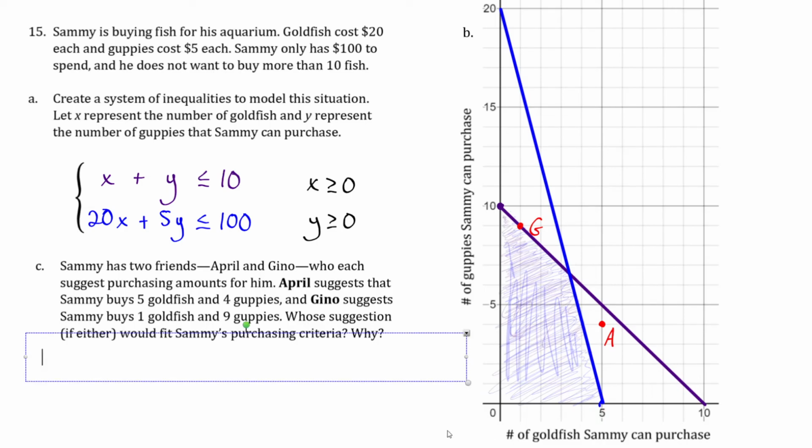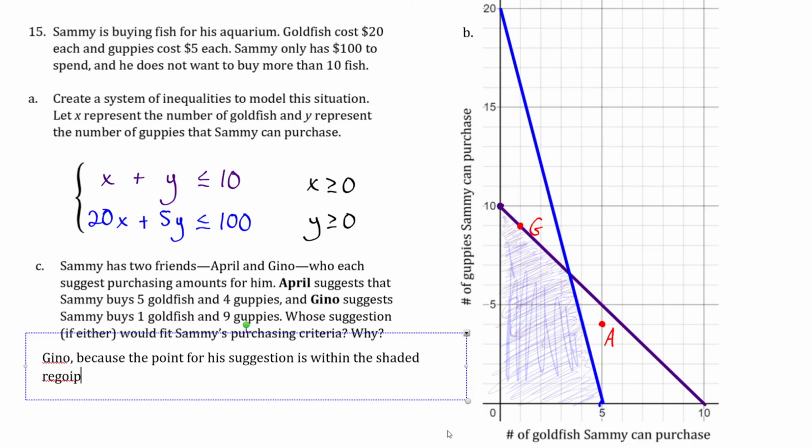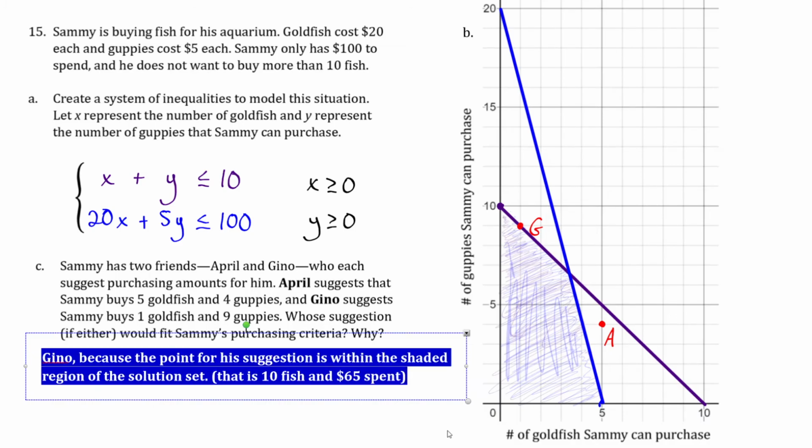Gino's would. Gino, because the point for his suggestion is within the shaded region of the solution set. Or if we talk about it the other way, you could say that is 10 fish, which is fine, and $65 spent. If you show your work for that and show the calculations, I think that'd be enough there. Okay, so that is the final answer of that one.